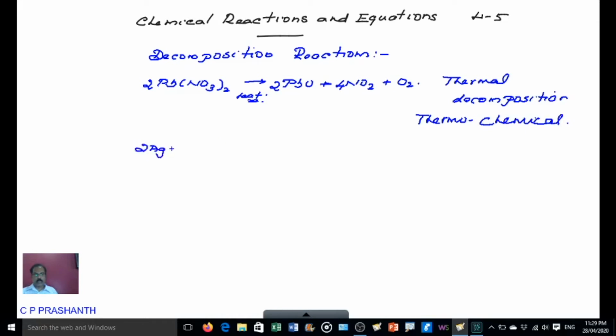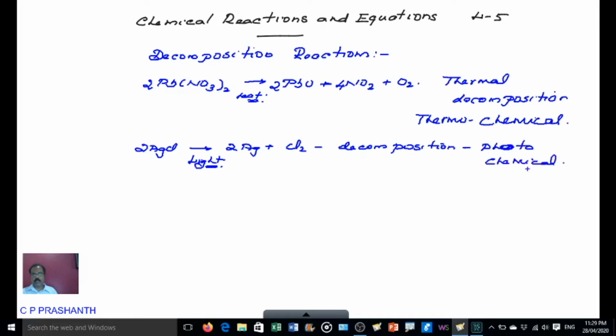Now let us see the next equation we've learned. Silver chloride, you've seen, gets converted to silver and chlorine. This again is a decomposition reaction, and it happens in the presence of sunlight. Since it happens in the presence of sunlight, we call it a photochemical reaction. Photo represents light. It's called a photochemical reaction or photochemical decomposition.